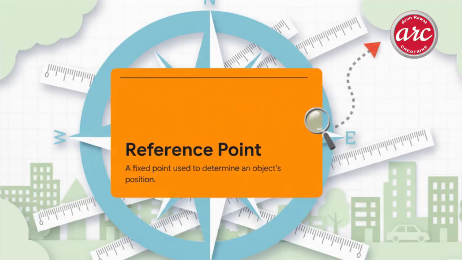Well, the absolute key to understanding motion is one simple idea: a reference point. A reference point is just a fixed object, a spot that doesn't move, that you use to compare things to. You literally cannot say where something is, or even if it's moving, without comparing it to something else.